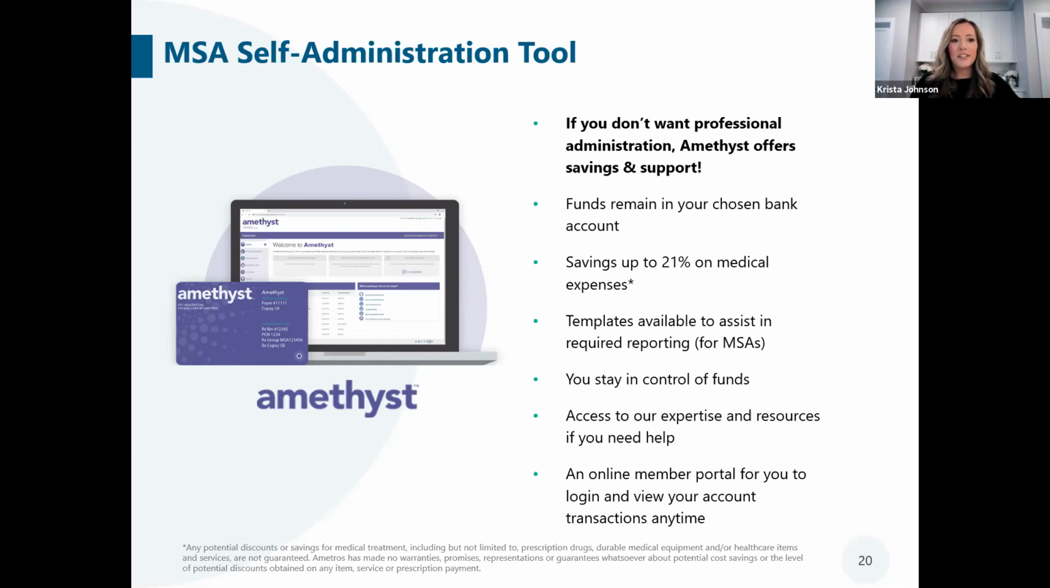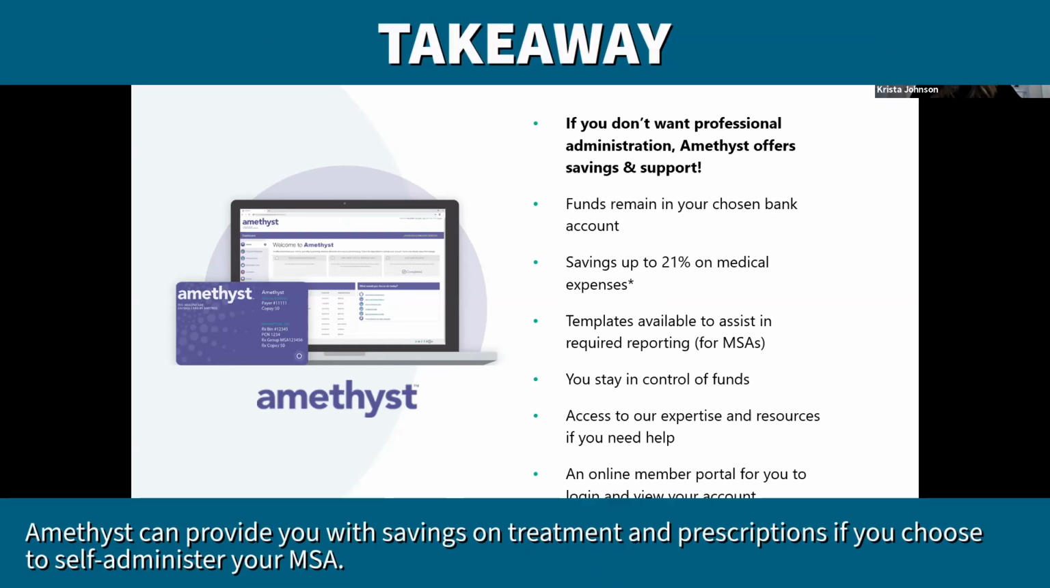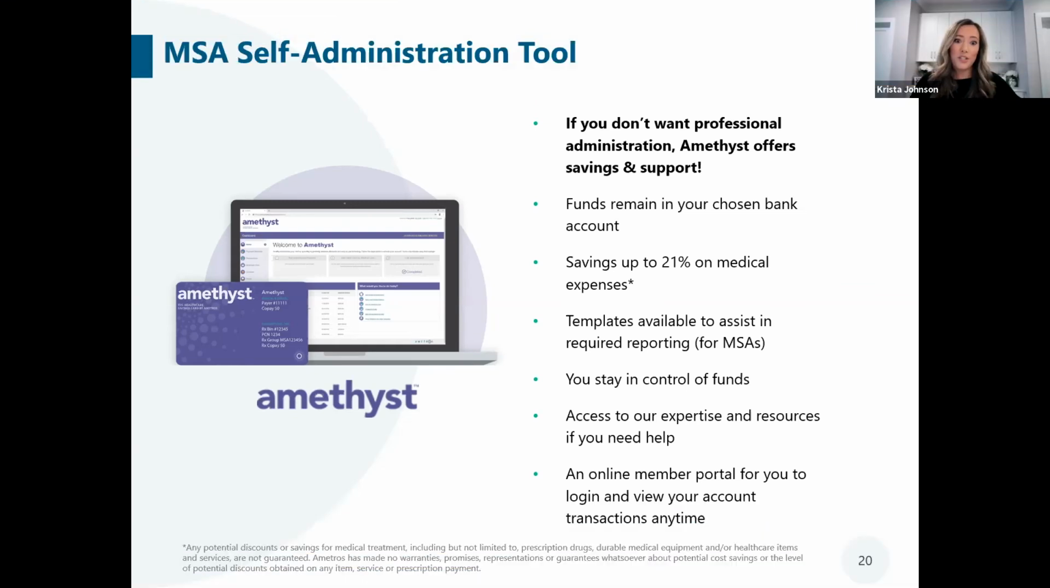So the first tool that was explained to Jim is the self-administration tool, Amethyst. As you see over here to the left is the Amethyst card. It looks like a traditional insurance card, and it's a card that Jim will present anytime he goes to his provider, he goes to his pharmacy, and it will act as a traditional insurance card. So this is what you can use in the case you don't want professional administration. Amethyst still offers you that savings and support that Jim was looking for. So the funds will remain in your chosen bank account. You also have access to savings on your medical expenses. That's up to 21% of savings. So it means your funds are going to last longer.